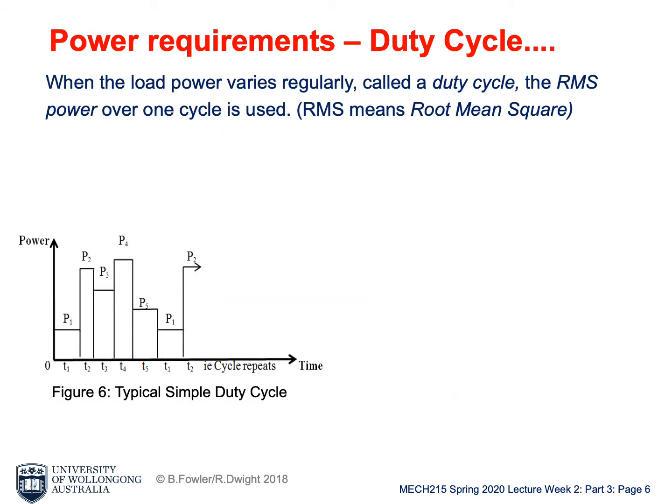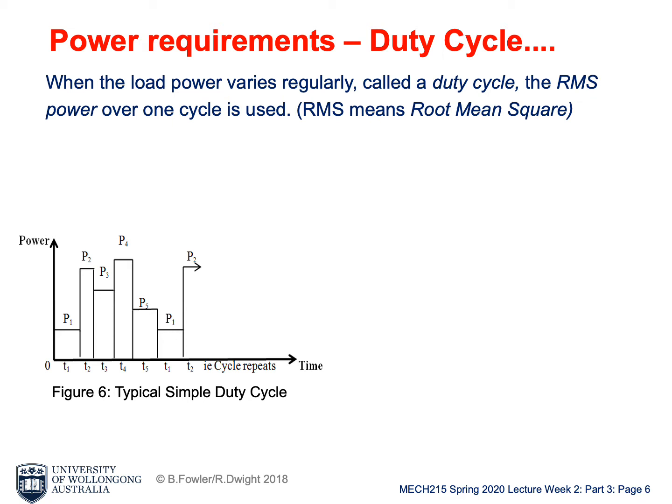Power requirement when our load is changing regularly. So we use duty cycle in this case. For example, in the figure, you have a P1, a small power consumption for a certain period of time. Then this goes to a higher power consumption P2 for a shorter period. Then go back to P3. Then P4 with maximum power. Then go to P5. Then you go back to P1. So it's kind of a cycle through these different power stages.